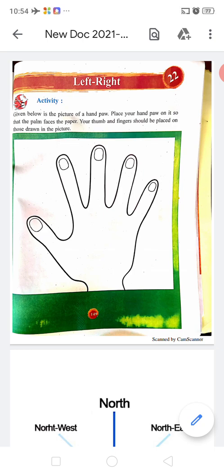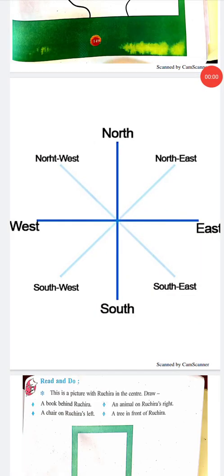We can look to our right, left, front, and back from the place where we are sitting. While drawing the picture of your hands, you must have noticed that the thumb of the right hand is to your left and the thumb of the left hand is to your right. There are four directions: east, west, north, and south.